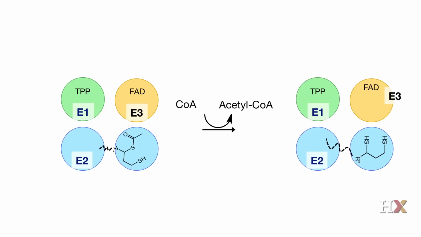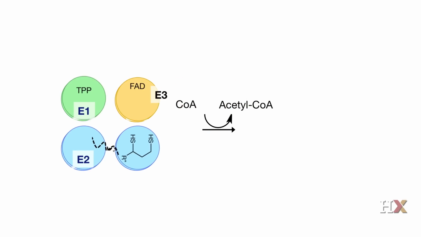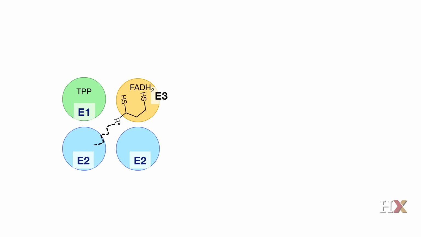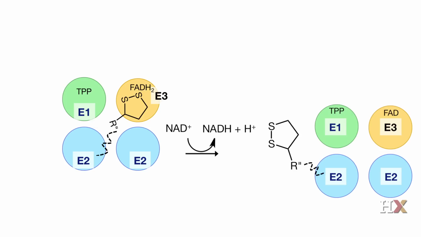In the last step, the reduced dihydrolipoamide swings from E2 to E3, where the disulfide bond is regenerated, FADH2 is formed and then reoxidized again by transferring its electrons and protons to NAD+, that was bound to E3. So once NADH is released, the PDH complex is ready for the next catalytic cycle. The clustering of enzymes and coenzymes in a single complex increases the catalytic efficiency by limiting the diffusion of reaction intermediates. This is an example of substrate channeling.